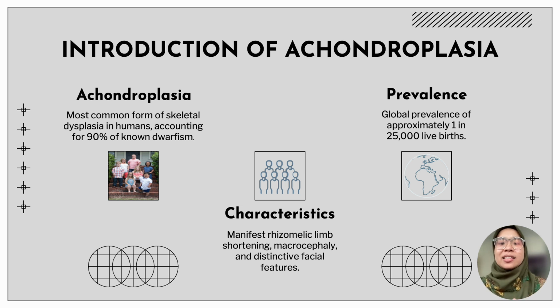Achondroplasia is a genetic disorder that causes abnormal bone growth in the arms and legs. It is caused by a mutation in the fibroblast growth factor receptor 3 (FGFR3) gene. Most cases of achondroplasia, about 80%, are not inherited from a parent with the condition. There is no cure for achondroplasia, but treatment can help manage the symptoms and improve quality of life.